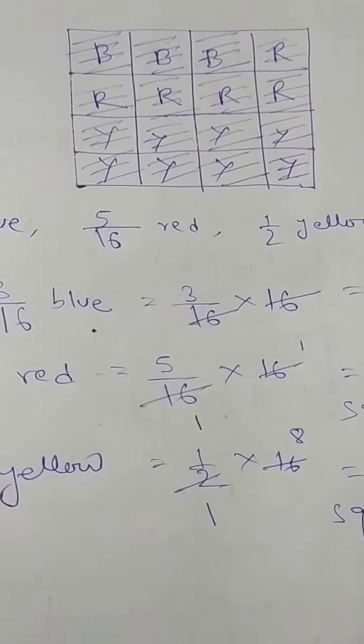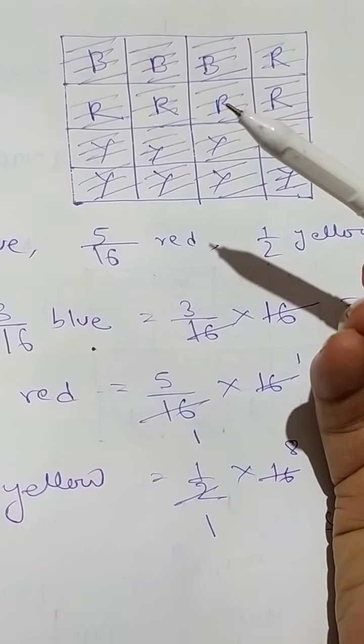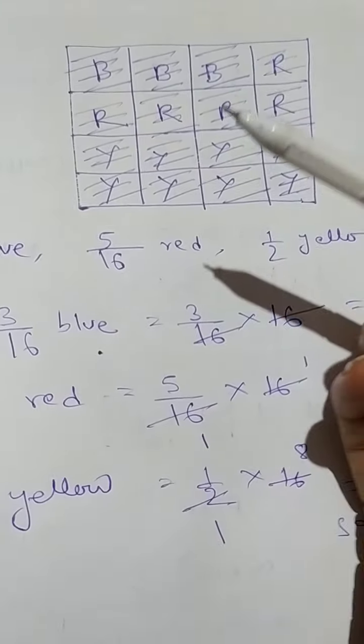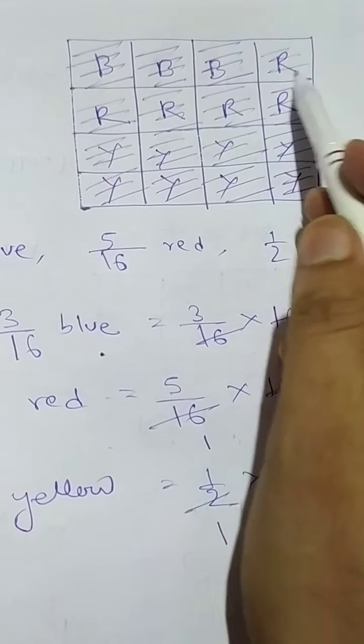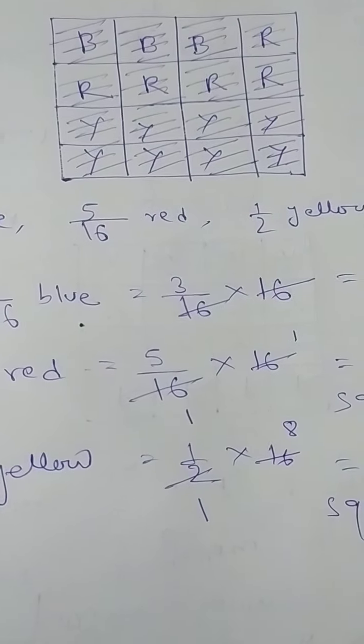So in this way you have to do the sums. Here I have the blue pen, so I have shaded with the blue pen. You use blue color, red color, yellow color, like that. Okay.